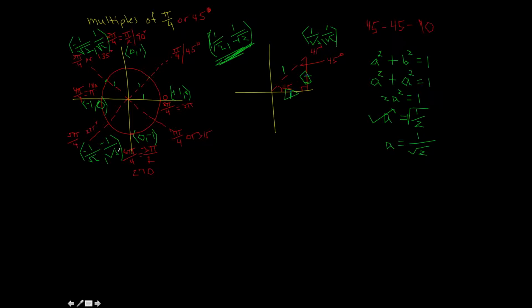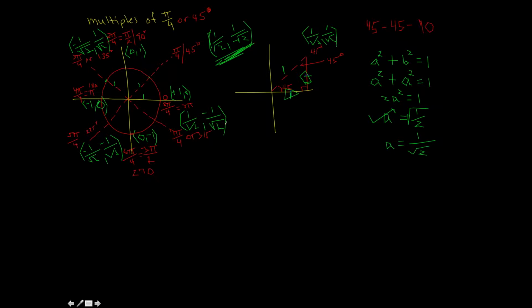What about the fourth quadrant? Well, hopefully you've seen the pattern now, and you know in the fourth quadrant, x values are going to be positive, and the y value will be negative. So this, folks, is going to be your multiples of 45.